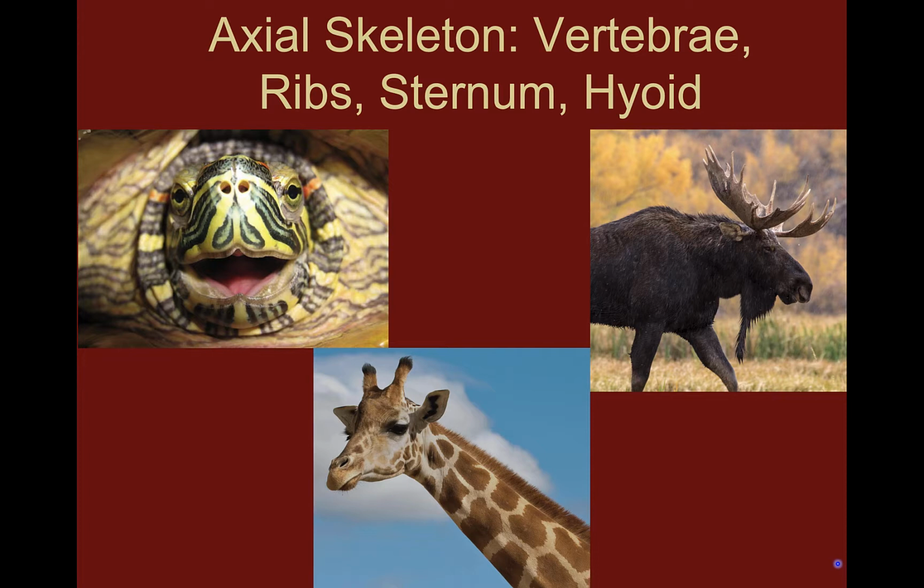This week we're going to be going over the axial skeleton, which encompasses our vertebrae, our ribs, our sternum, our hyoid. We'll be actually spending an entire lab looking at the skull because of its complexity. Now you might be saying, why is there a turtle, a giraffe, and a moose on my screen if we're talking about the axial skeleton? Well, you will soon see.